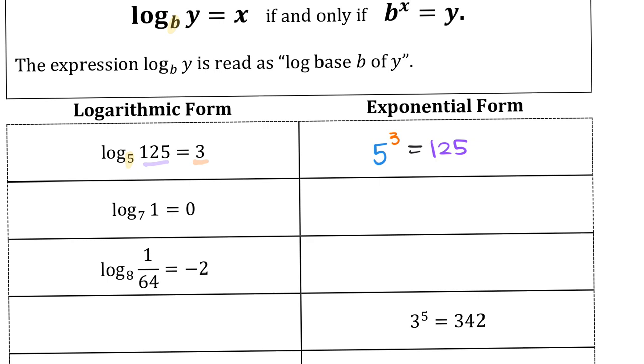Okay, let's try the next one. Log base 7 of 1 equals 0. The base is always the small little number. So when I rewrite it, it's a base of 7. It always equals the exponent, so this is my exponent, because logarithms are exponents. And the argument is what my exponential equation is going to equal. So 7 to the 0 equals 1. If they're numbers, when I check at the end, it should make a true statement.